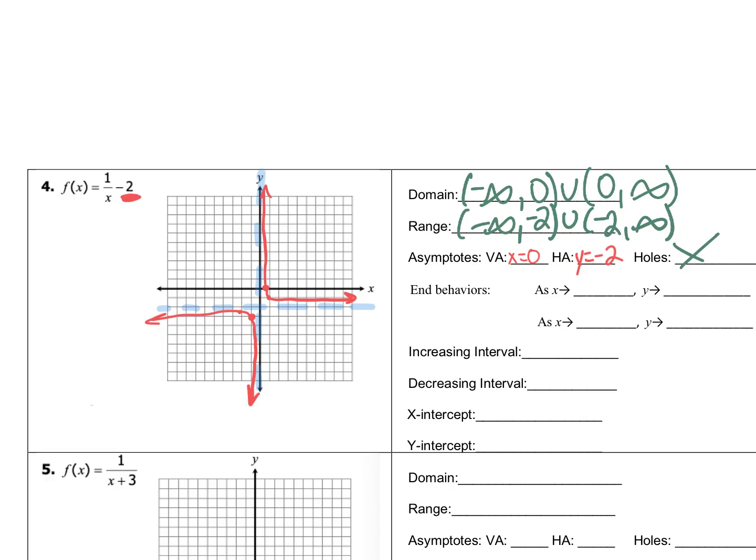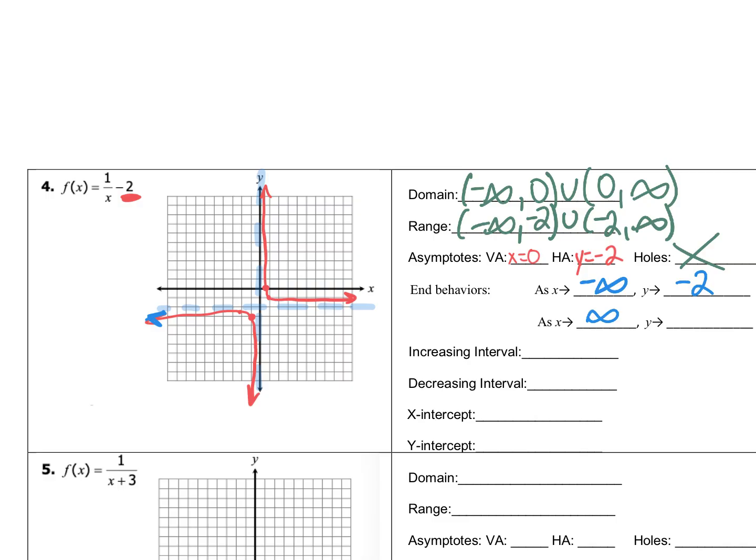End behaviors. Just like before, this is asking me, at the far left end, what is x doing? What's y doing? We just said x is going left forever, so we put negative infinity. If I follow this as x goes left forever, I look at that arrow and see it's kind of an up arrow. However, can that go up forever? It's going to hit that asymptote line, which is at what number? Negative 2. Same thing on the other side. This time as we follow it as x goes to the right forever, so to positive infinity.